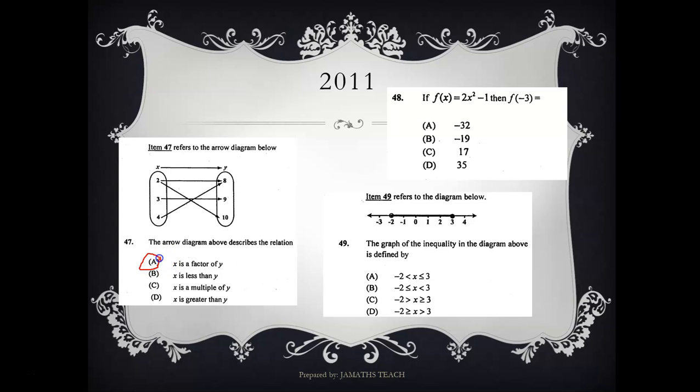And just in case you don't remember the difference between a factor and a multiple, a factor divides into and a multiple is what is divided into. So when you have 2 and 8, 2 divides into 8 without leaving a remainder. So 2 is a factor. 8 is the multiple of 2 because 8 can be divided by 2 without leaving a remainder.